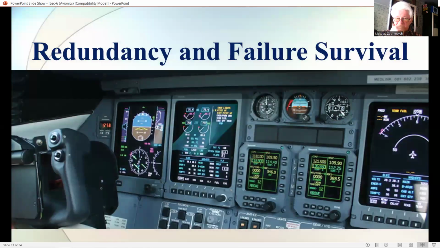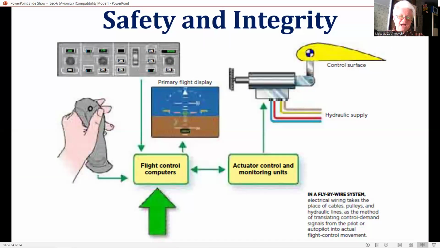Our next part of the lecture is called redundancy and failure survival. Clearly, the fly-by-wire flight control system must be no less safe than the simple mechanical control systems which it replaced. The safety levels required are specified in terms of the probability of a catastrophic failure occurring in the system from any cause whatsoever, which would result in loss of control of the aircraft.